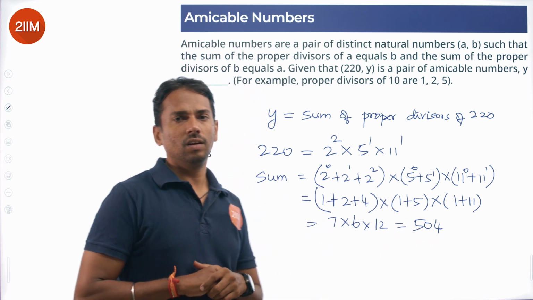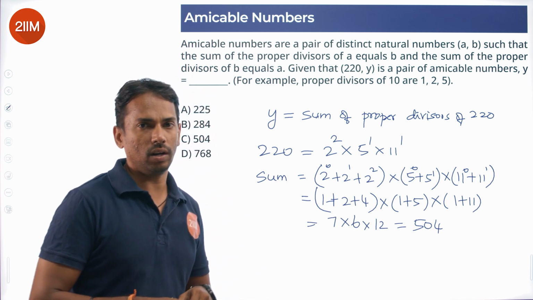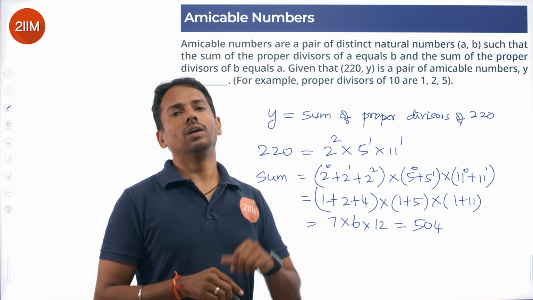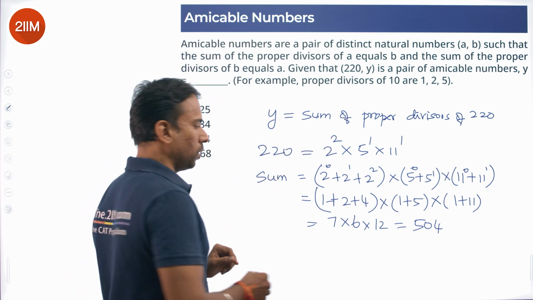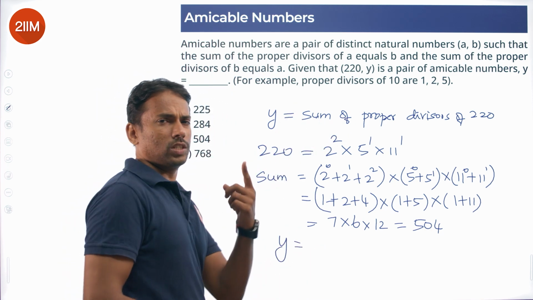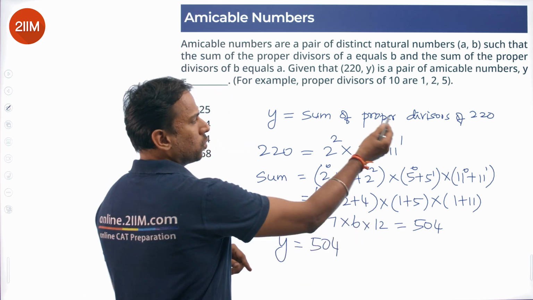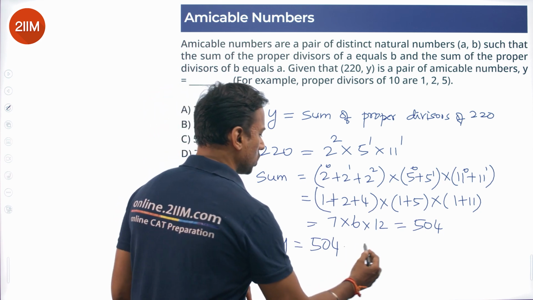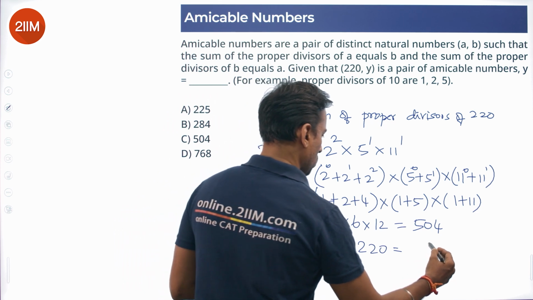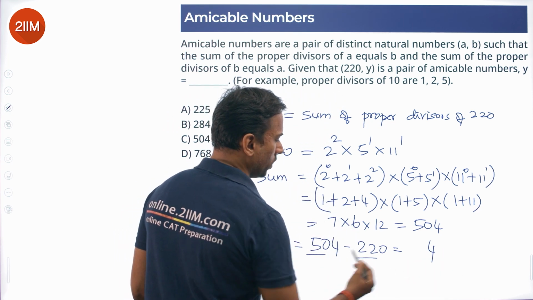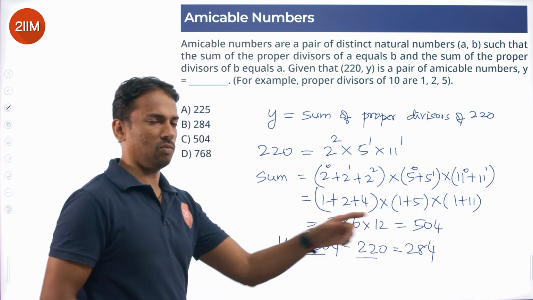But wait, what we are looking for is y. y is not the sum of all the factors of 220. y is the sum of all proper divisors or proper factors of 220. That means what is y? Just one step. This 504 is the sum including 220 also. We'll just minus that. So 504 minus 220 will give us 284. So y should be 284.